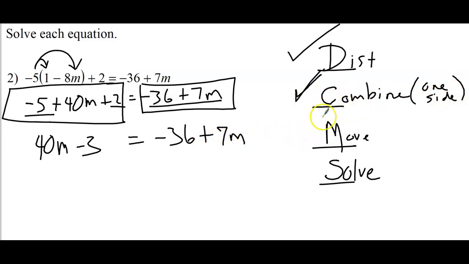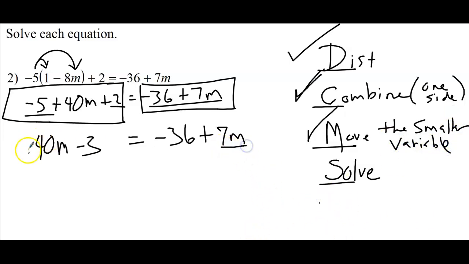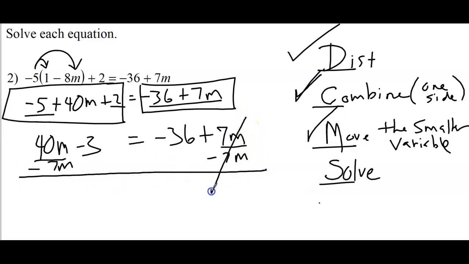Now, actually, that concern's been raised. That's the next step. I call that move, and I call it move because it means move the smaller variable. We have 2 variables up there, I've got 7m and I've got 40m. Which of these is smaller? It's the 7m, right? So I'm going to move it to the other side, but the way you move it is by doing the opposite. This is plus 7, so I'm actually going to minus the 7m on both sides. So that's going to be 40 minus 7, which is 33m.